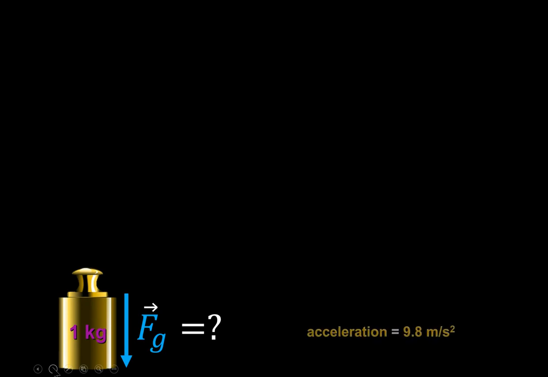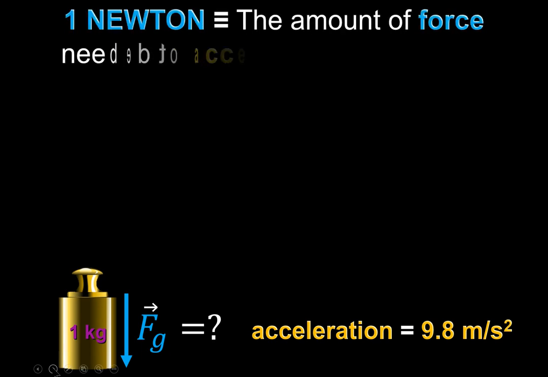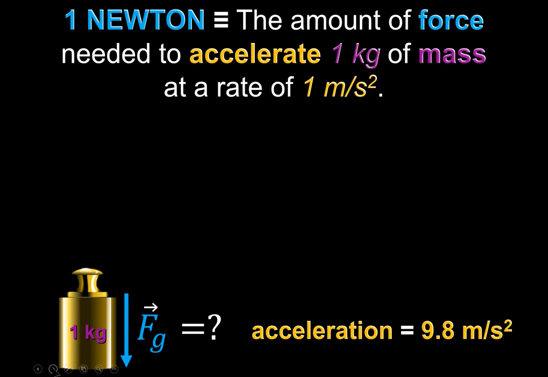But on Earth, your acceleration is 9.8, technically a negative 9.8 because it's going down. So for 1 Newton, the amount of force needed to accelerate a 1 kilogram mass at a rate of 1 meter per second squared, that's basically what 1 Newton is.